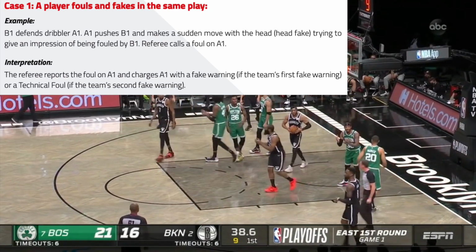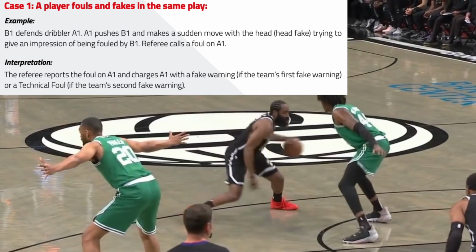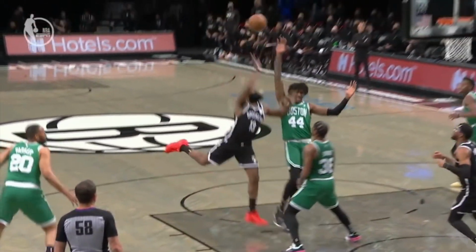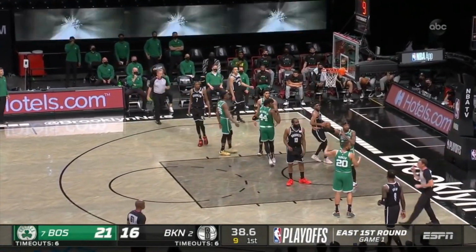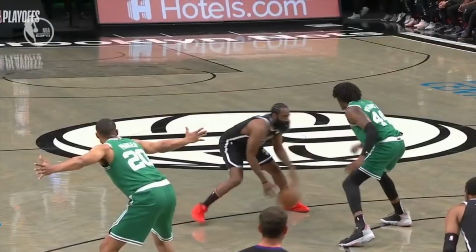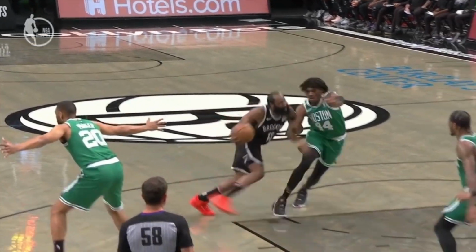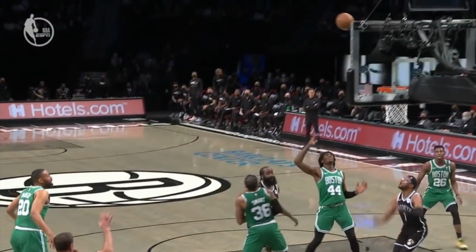In this play here, we see the player with the ball, James Harden, is A1. He gets an offensive foul, and he also tries to exaggerate contact of being fouled, even though he initiated all the contact. This would be an offensive foul plus a fake a foul warning on James Harden.